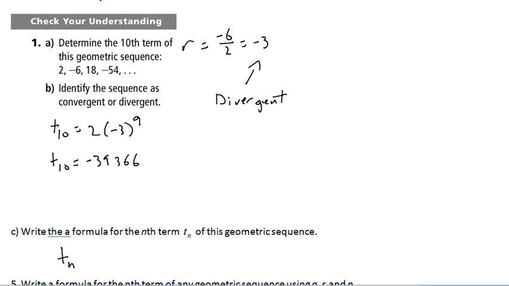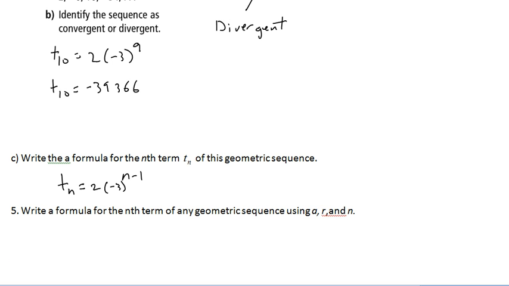And for this one, Tn is going to be 2 times negative 3, and we're going to have to multiply by negative 3, 1 less than the term number. So generally, our Tn is going to be a times r to the n minus 1. And you will be given that formula on tests and quizzes.